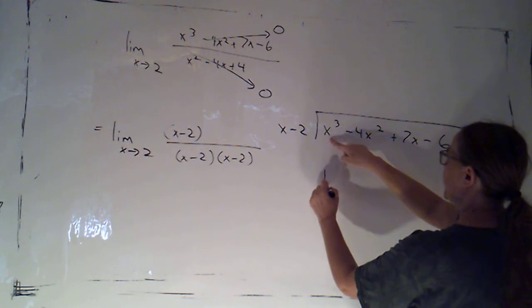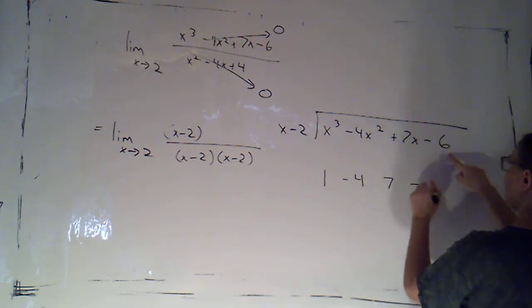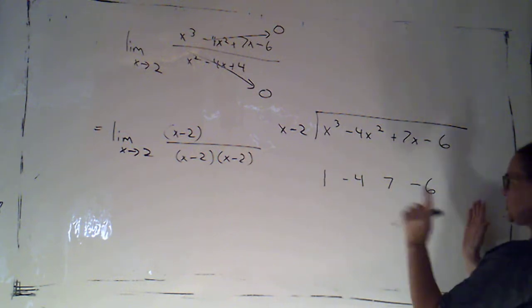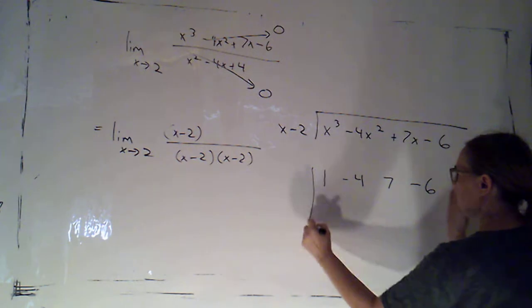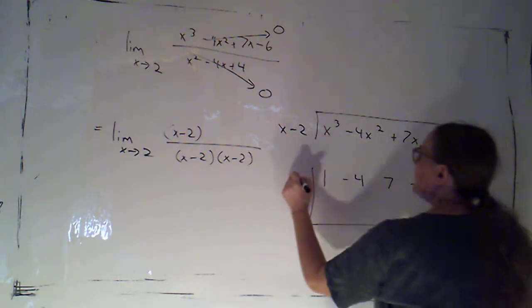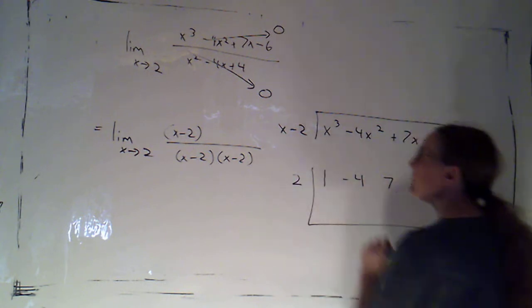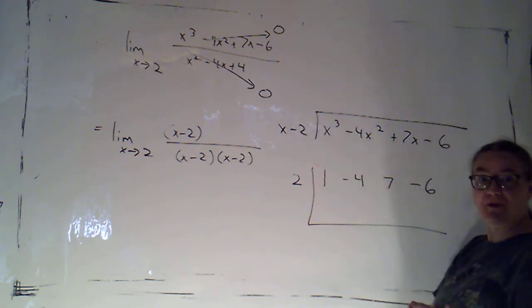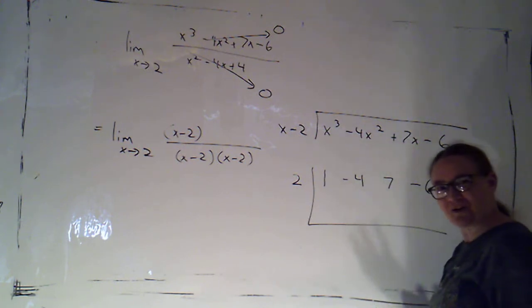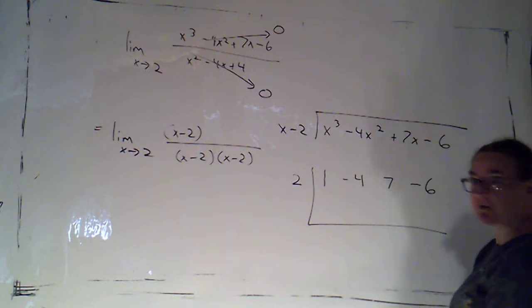So this was 1x cubed minus 4x squared plus 7x minus 6. Quick check, constants, x squared, x cubed. So I've got my numbers in the right positions. For dividing by x minus 2, what I'm putting out here is 2, the number that I'm subtracting from x. If you don't remember the shortcut for synthetic division, you might brush up on it, or you might just do it as long division. Okay.